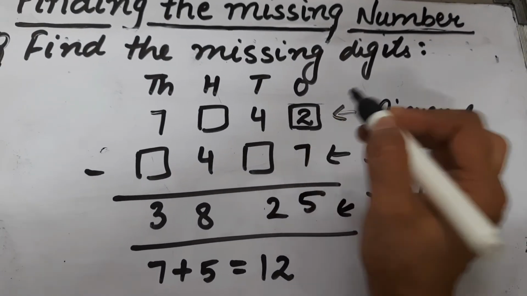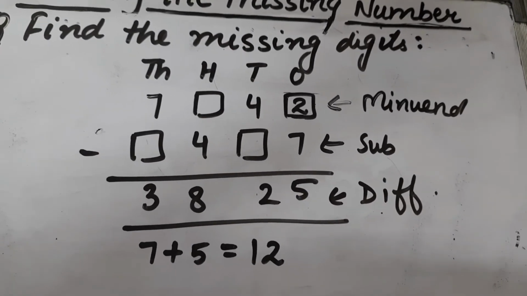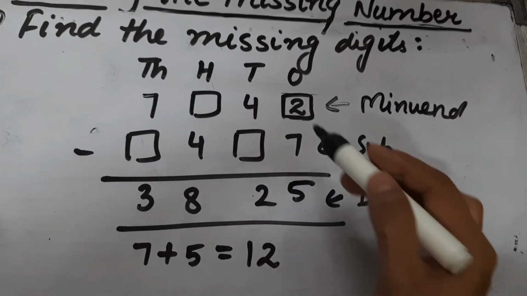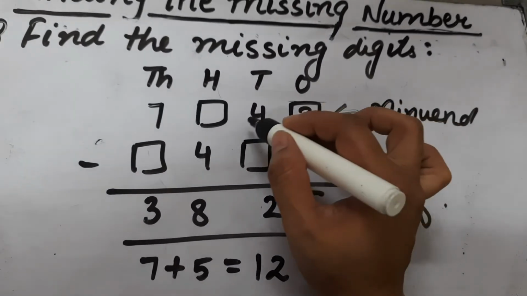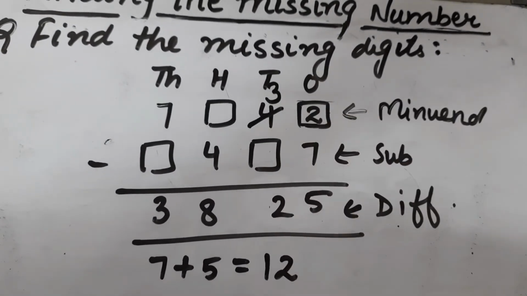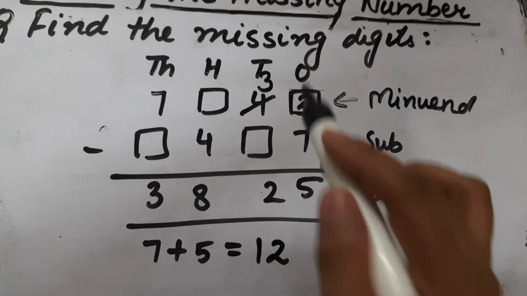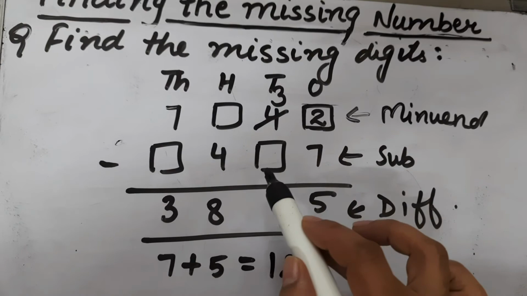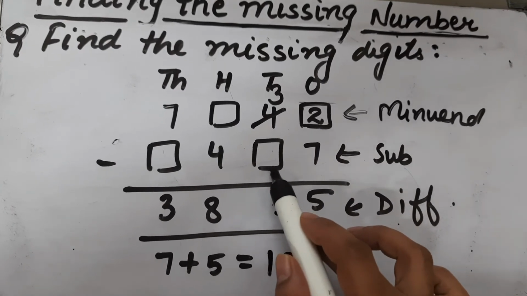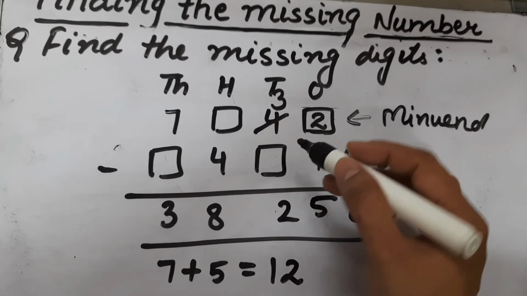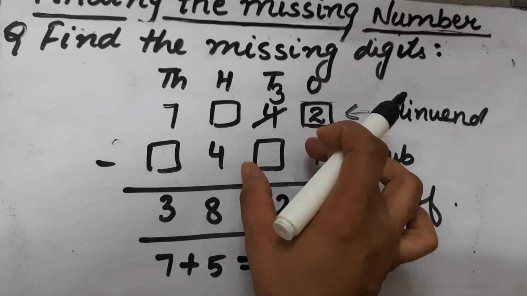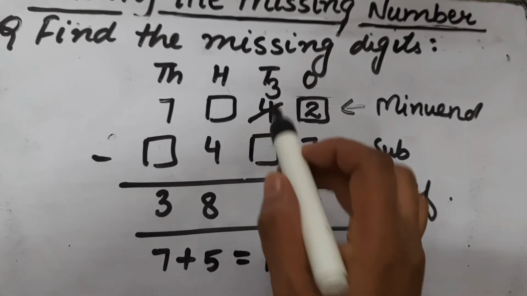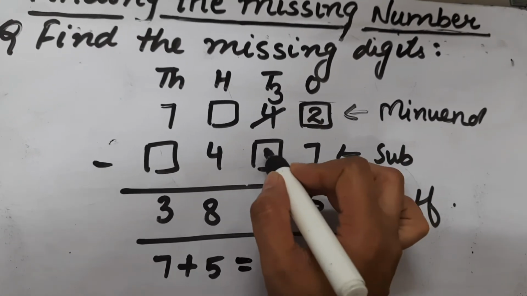Okay, we will write 2 here. And now 2 minus 7 is not 5. That means 12 minus 7 was 5, so here we are left with 3. Okay, 12 minus 7 is 5. Now we have to find this blank place. So if we have to find the subtrahend, then what do we do? We subtract the difference from the minuend. So 3 minus 2 is 1.